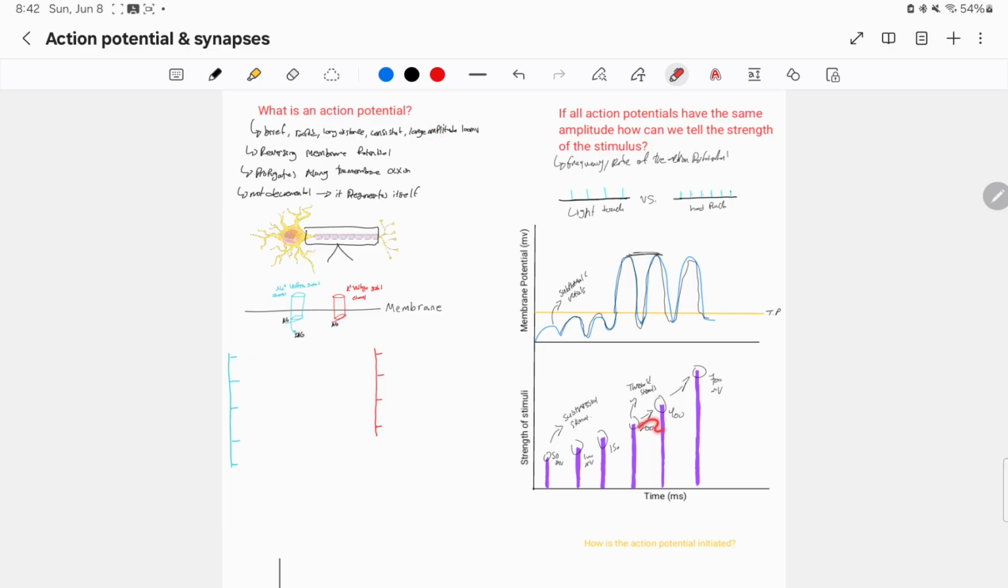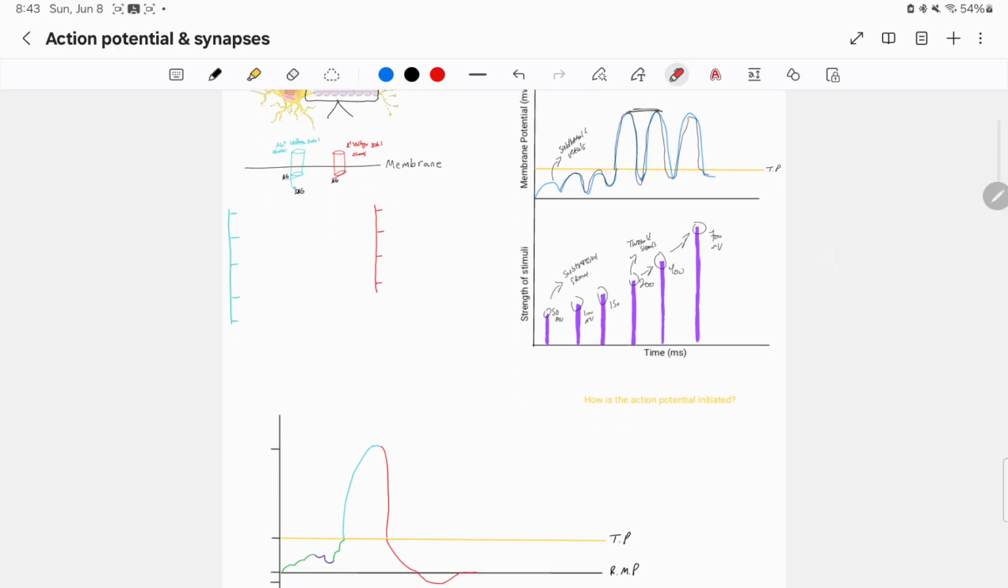And the way we proved that was by grabbing a neuron and continuously stimulating it with stronger and stronger stimuli, all right? And we figured out that after a certain point, which is our threshold stimulus, it doesn't matter how much I increase the strength of the stimulus anymore, I will consistently get the exact same response. So that's how we figured out that action potentials are very consistent.